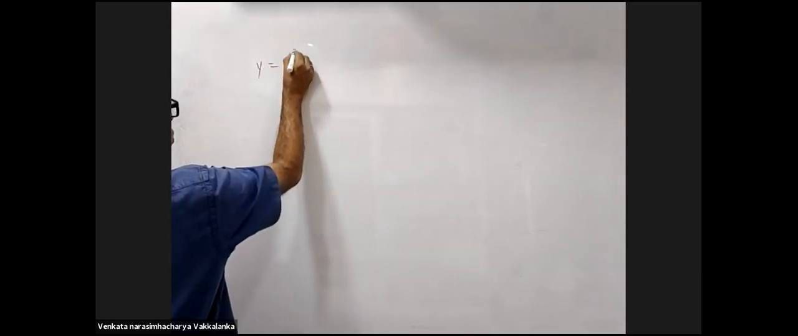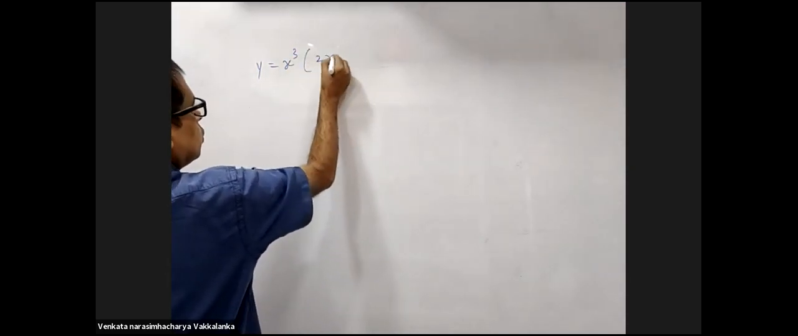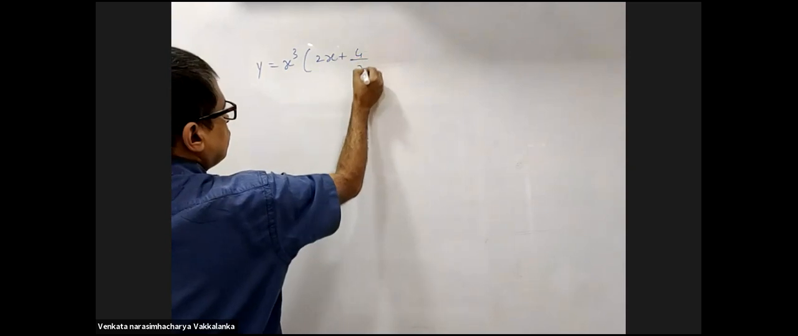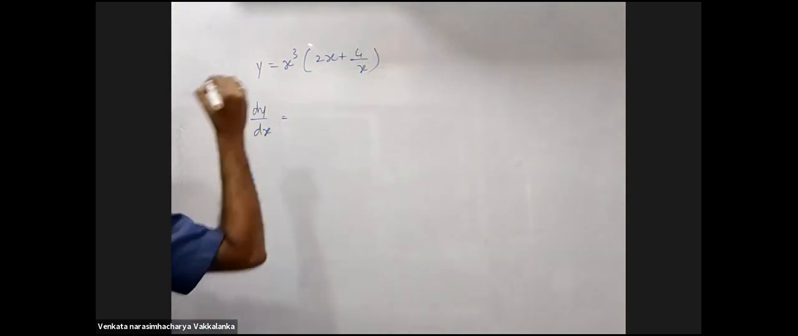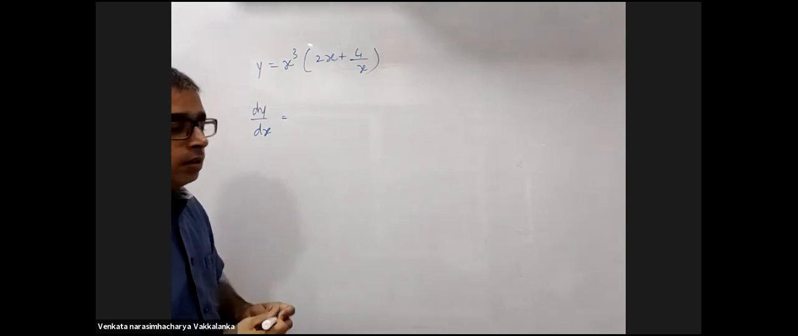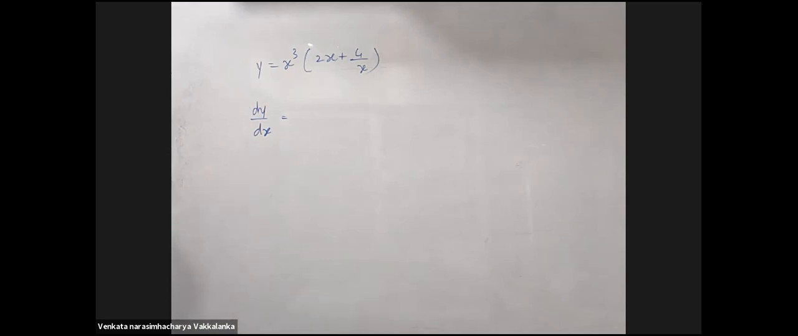Y is equal to x cube into 2x plus 4 by x. Find dy by dx.